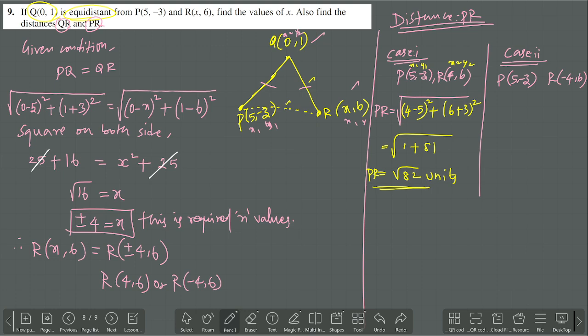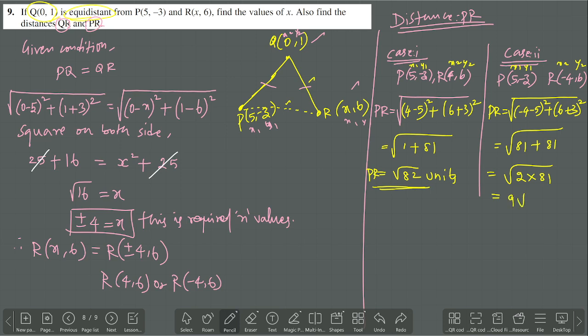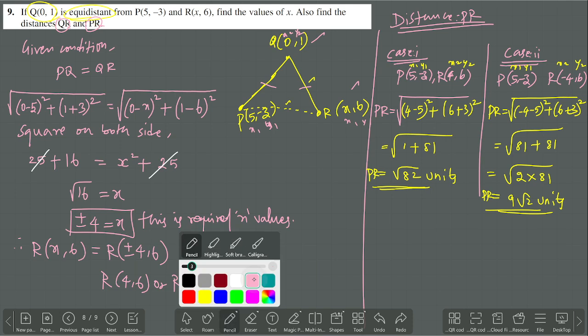Okay? Right. Come here. Here we have one more PR with a different point. x1, y1, x2 and y2. x2 value minus 4 minus 5 whole square, 6 minus into minus plus 3 whole square. Here I am getting what? Minus 9 square 81, plus 9 square 81. Then how many 81? 2 times 81. Then what I will get as answer? 9 root 2 units. This is one more PR. So PR I am getting 2 answers. I told you, I will get 2 answers.